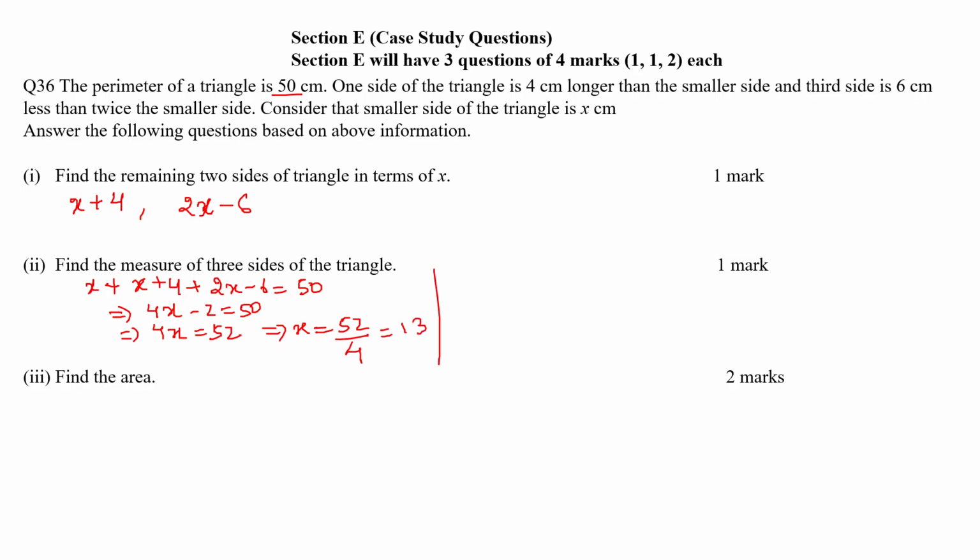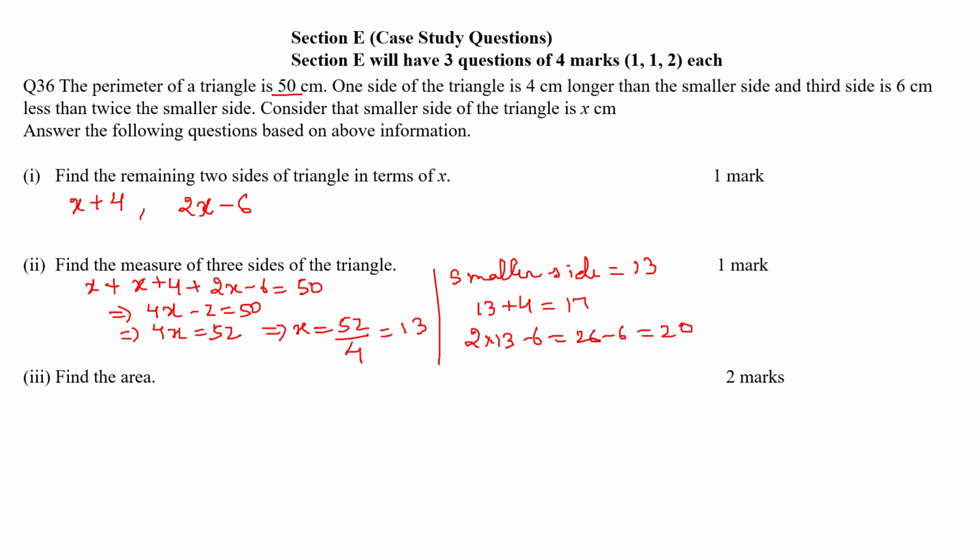But this 13 is the smaller side, isn't it? The smaller side is 13. So the other two sides will be 13 plus 4, which is 17, and one more is 2 into 13 minus 6, which is 26 minus 6 equal to 20. So the sides are 13, 17 and 20.